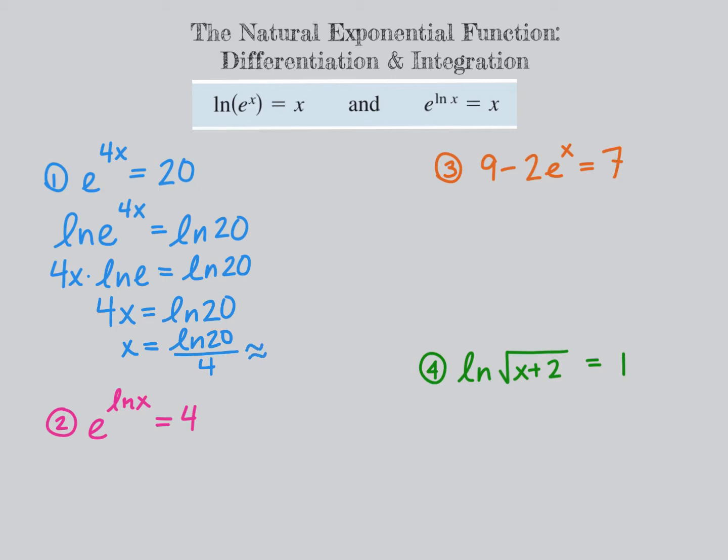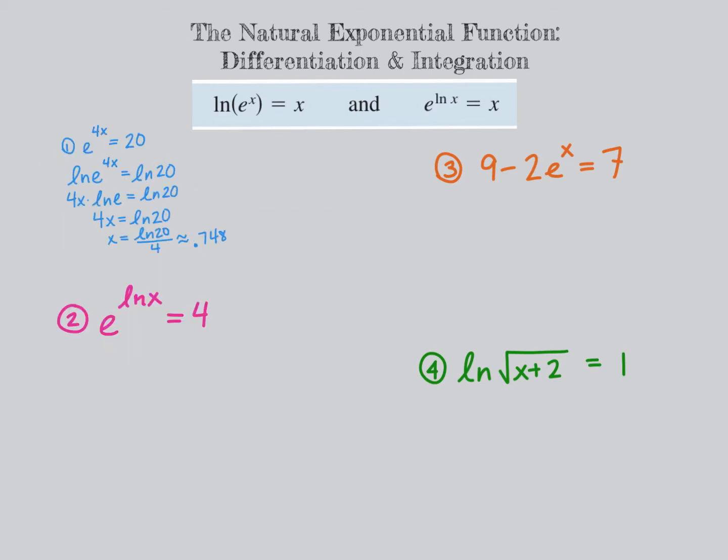In our calculator, we should get 0.748 approximately. I was a little off in the beginning when I said this might be between 1 and 2. e to the 4 times 0.748 will in fact give us 20. Let's take a look at problem 2.